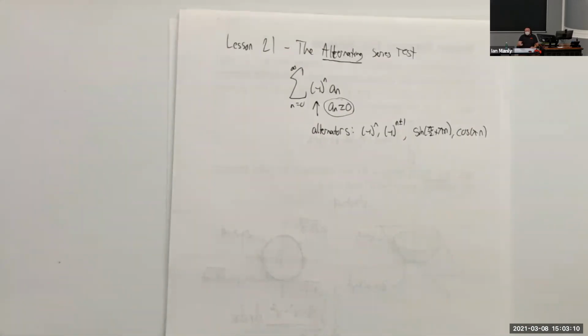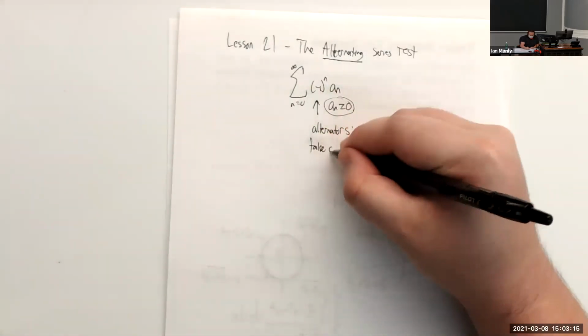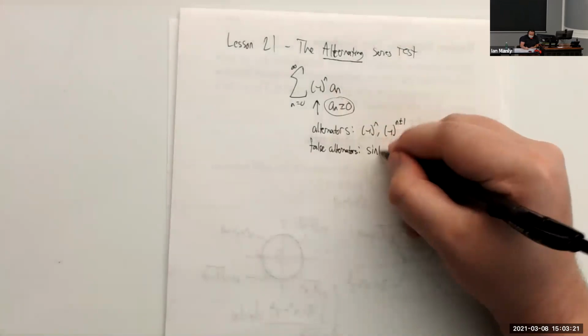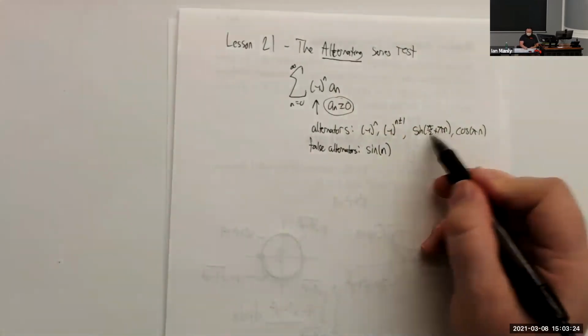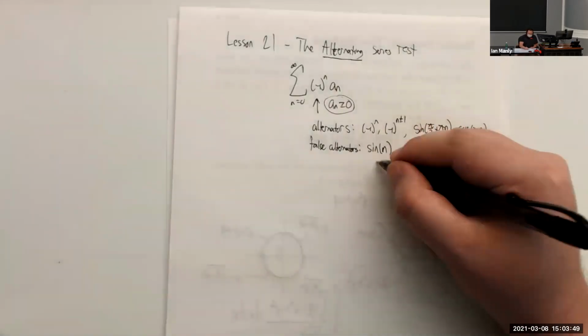Now, there are some things that look like they might be alternators, but they aren't really. So these are going to be false alternators or imposters. Probably the most common one is just sine of n without any kind of modification like that. So what's wrong with that? It changes sign pretty frequently. Well, the problem is that it doesn't change it regularly enough for our purposes. Sometimes it'll be positive for 2 numbers in a row, or sometimes it'll be negative for 2 numbers in a row. So this one's not going to cut it.